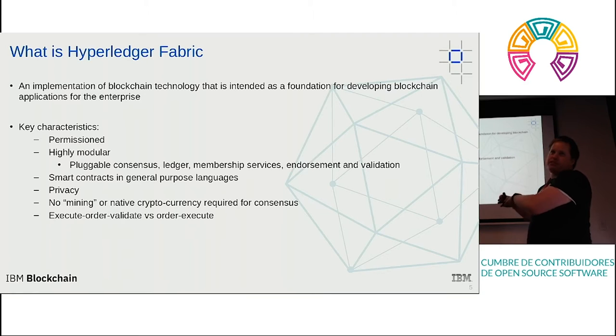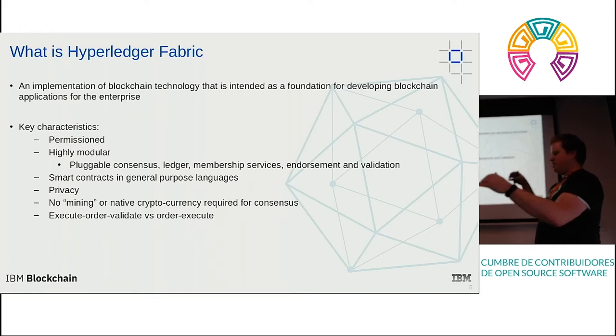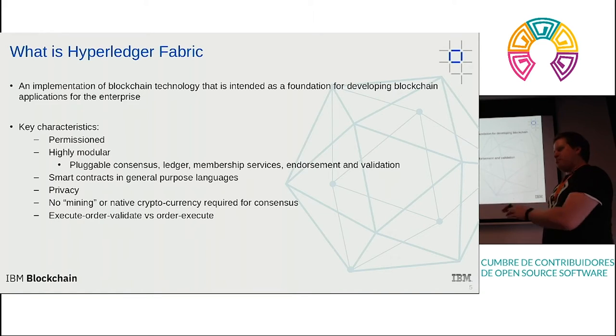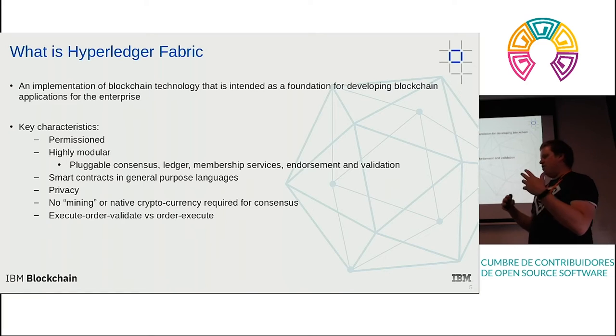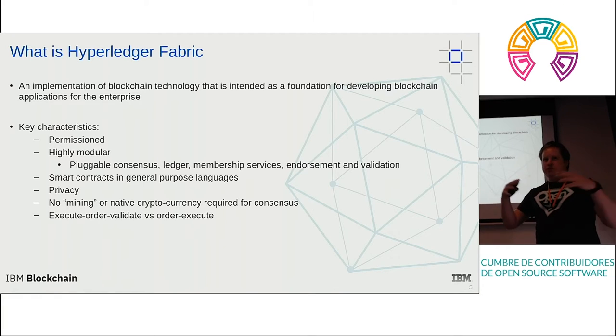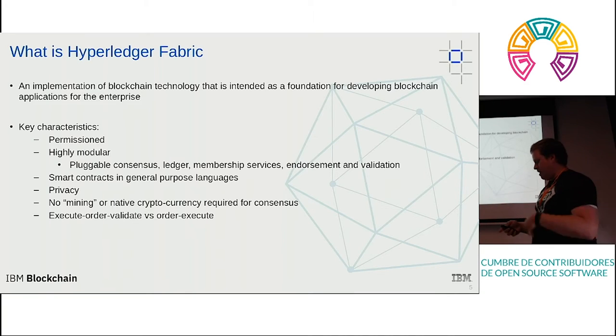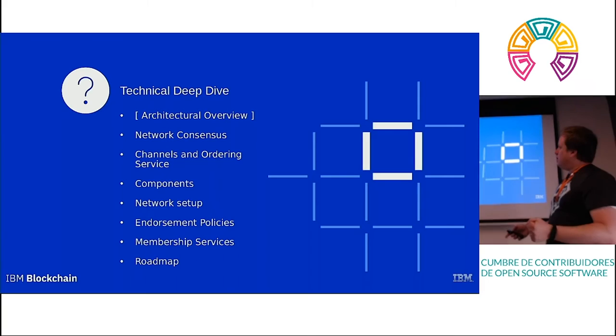Again, it's not a cryptocurrency, so there's no concept of mining. So we have to use a different mechanism for consensus. And then there's execute-order-validate versus order-execute, which I'll go into in detail, but basically most cryptocurrencies collect a whole bunch of transactions into a block, and then they execute the block, and whatever the output is, is done. Fabric does not operate that way. It executes the transactions first.